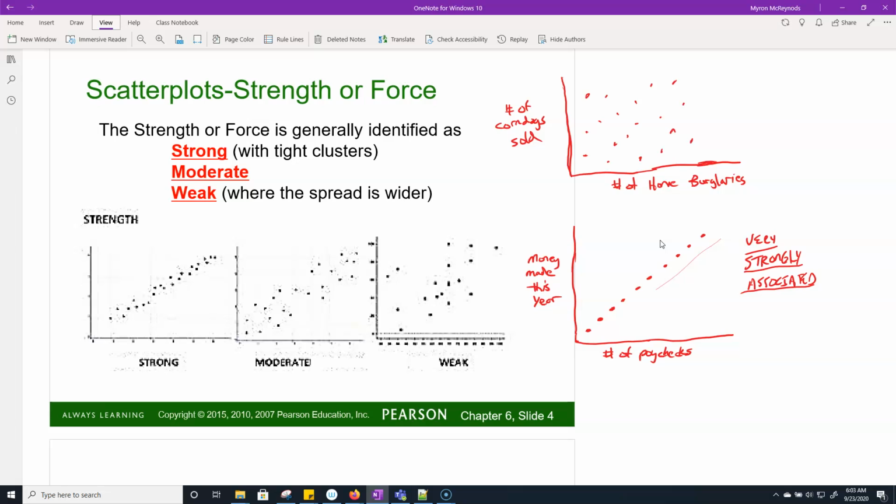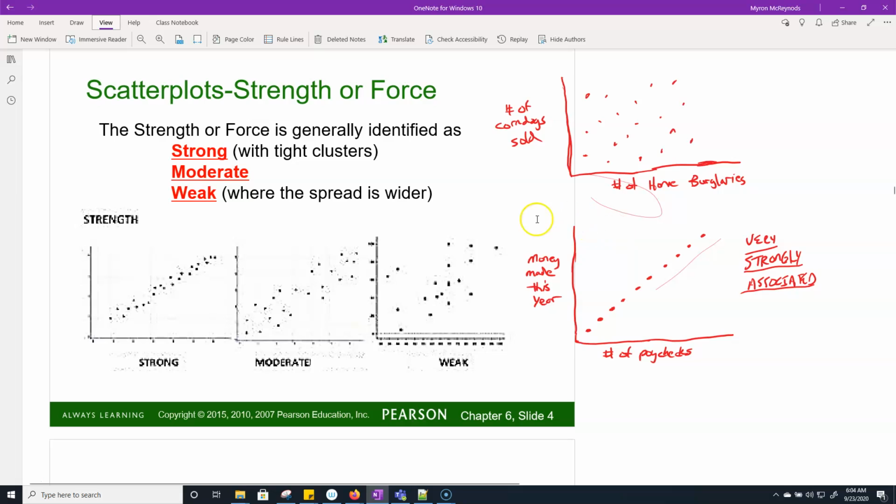And then we're going to look at two that aren't associated at all, and the dots are going to be all over the place because it's random, right? They could be anywhere. They have nothing to do with each other, like the number of corn dogs sold compared to the number of home burglaries in each given week or month. They have nothing to do with each other, so the dots will be all over the place. But if they're very strongly correlated, it'll make a straight line like this. I'm pretty sure that the number of corn dogs sold wouldn't have any effect on the number of home burglaries. They wouldn't have any relationship to each other, right?